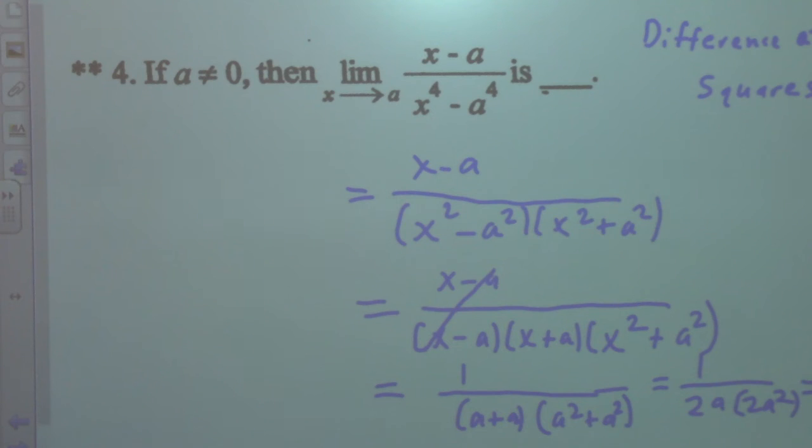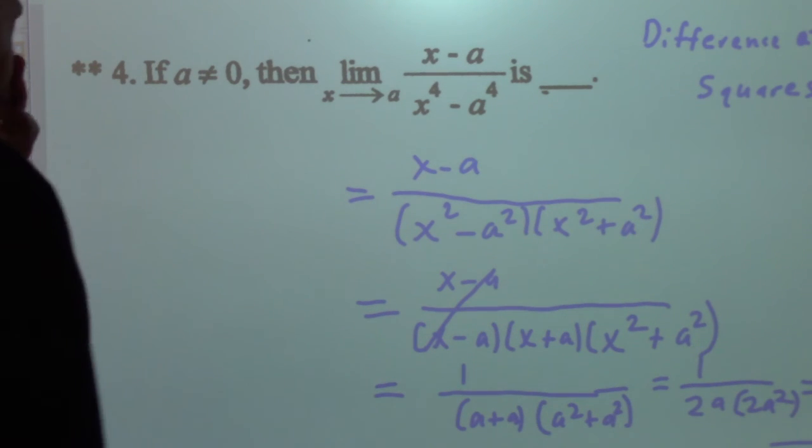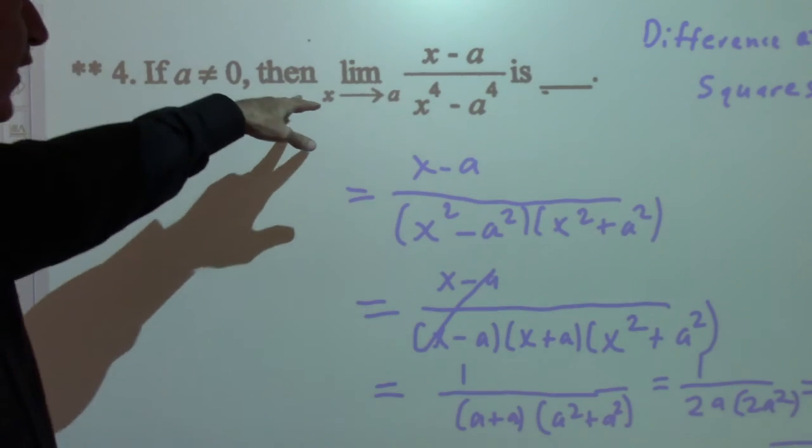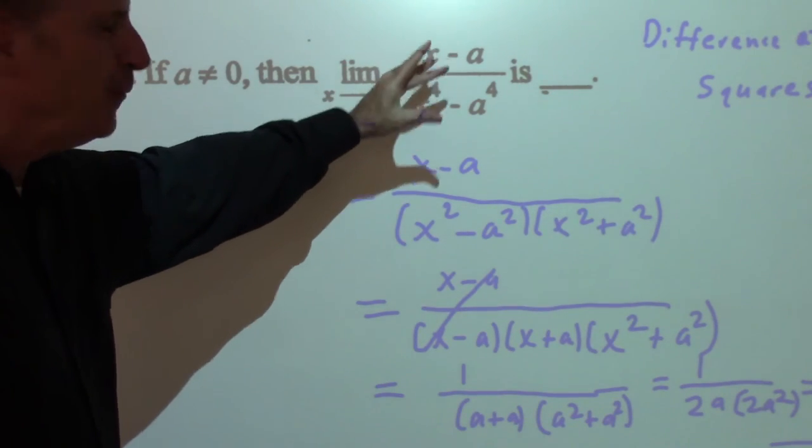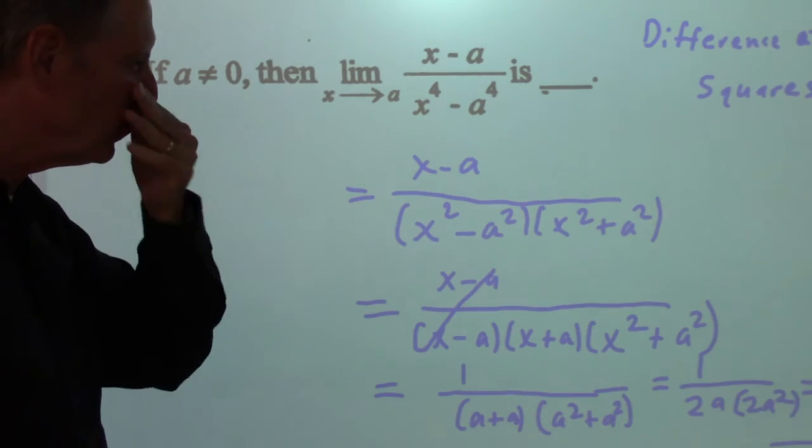1 over 4a cubed. So that's our answer, 1 over 4a cubed. That was fun. Now this one here, I want to show you a feature. Where did the x's go? The x turns into a, so you plug in all the a's. When you did it first, you got 0 over 0, so you had to keep on going.